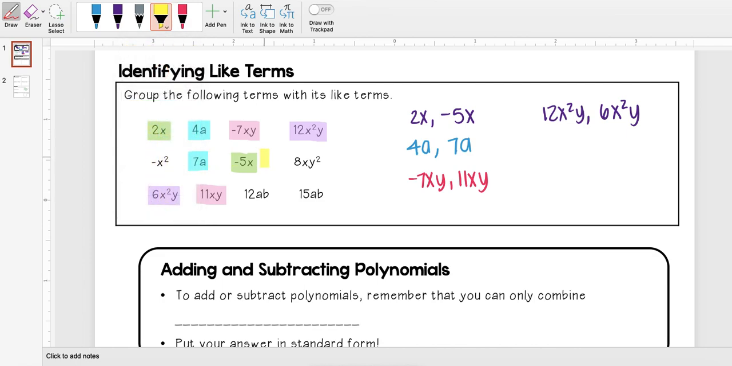Okay, I see the only other pair I have is this 12ab and 15ab. They both have the variables a and b, and they're both raised to the first power. And I see 8xy squared didn't end up having a pair, and neither did negative x squared.